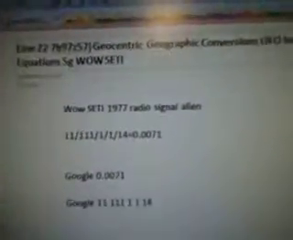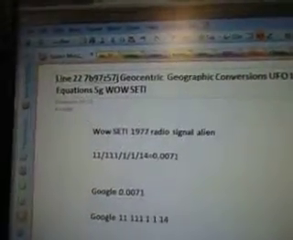Line 22, 7b97z57j, Geocentric Geographic Conversions, UFO, Inverse Equations, 5G Wow Seti.